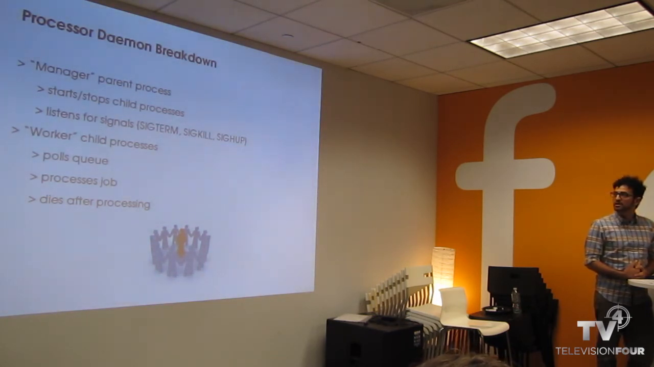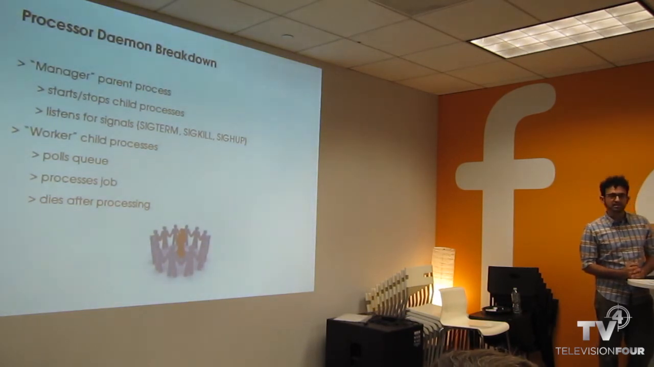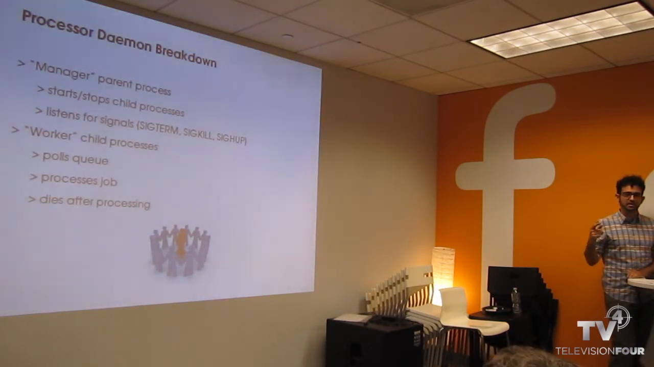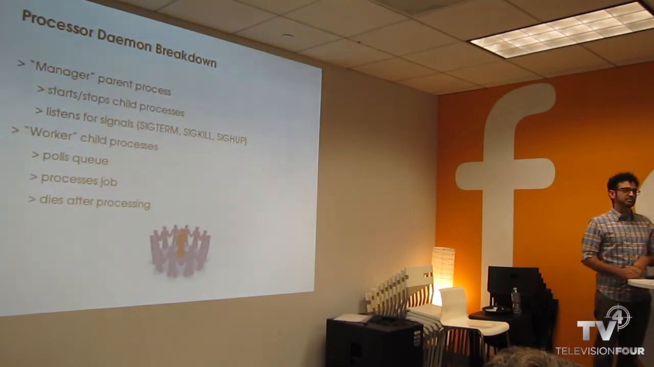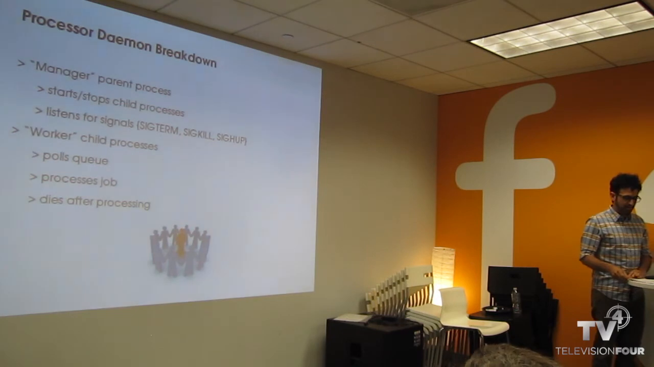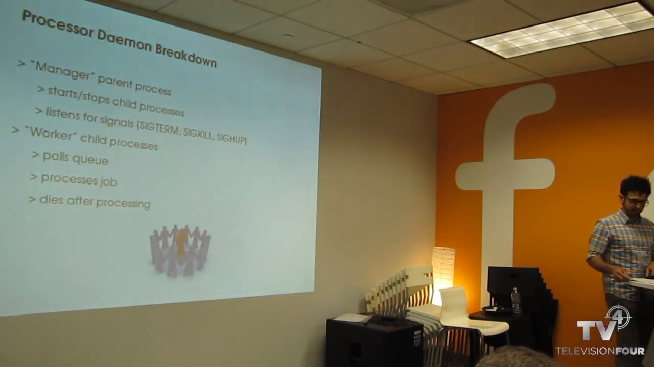Then the workers do all the actual work. They pull the queue, process the job, and when they're done processing, they don't get reused. They just exit, and the manager will spawn a new one in its place. That's to prevent any kind of problem, it's to isolate these processes. I haven't had a problem, but I just figured it was best to do it that way.